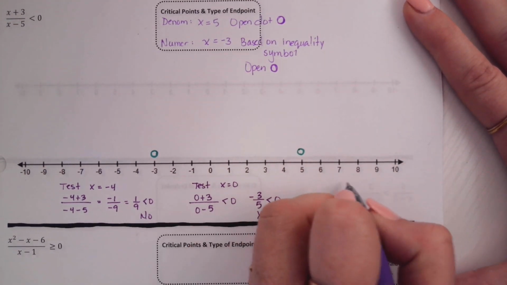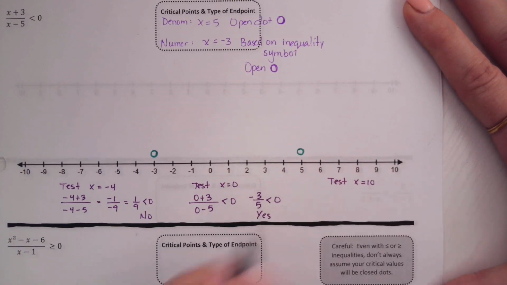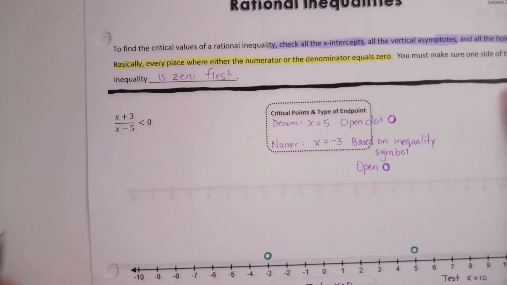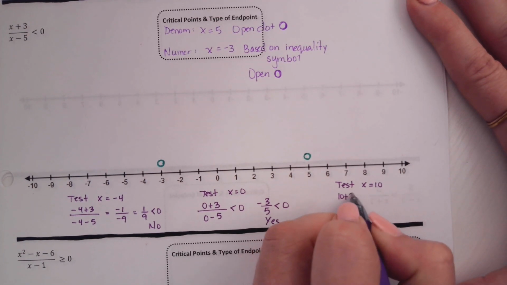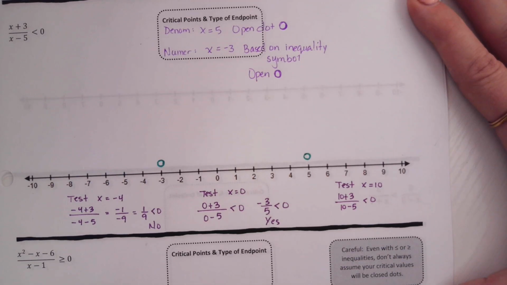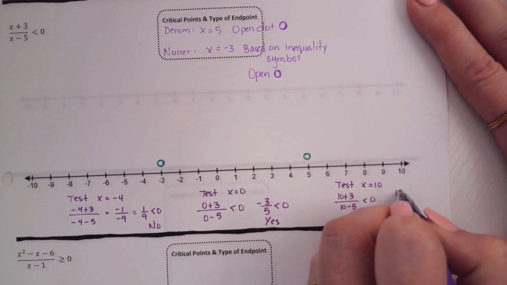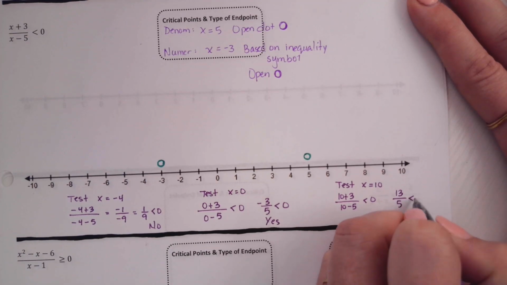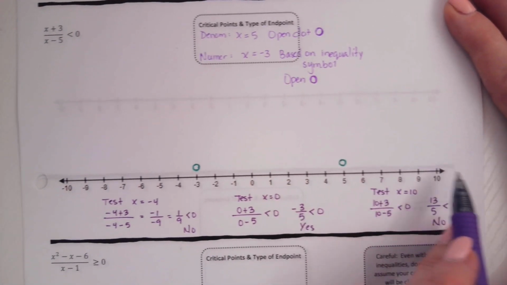And then checking, good. On the right, 10 sounds great. Test x equals 10. So on the numerator, we'll have 10 plus 3. On the denominator, we'll have 10 minus 5. And we're checking to see, is that less than 0? Nope, that would be 13 over 5. And 13 over 5 is not less than 0. So we don't have solutions on the right-hand side either.